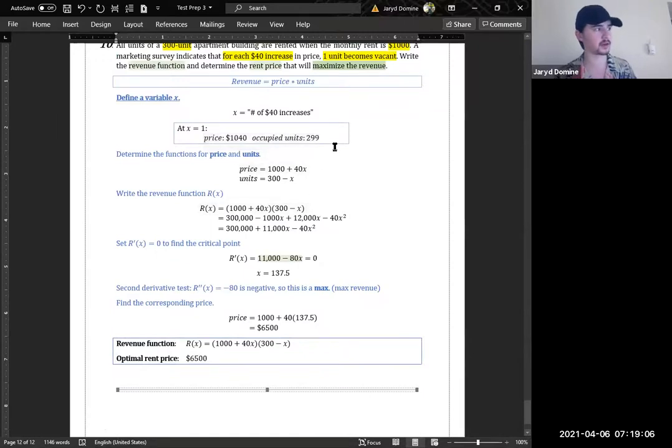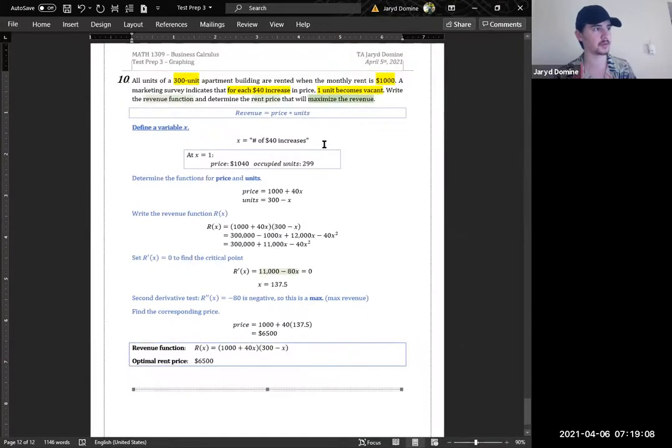The hardest steps you're going to need to take here are to figure out what x is and to figure out what these functions are. It all depends on what the problem is telling you. So you have to really understand what the problem is asking. In this case, it was like a supply and demand problem.